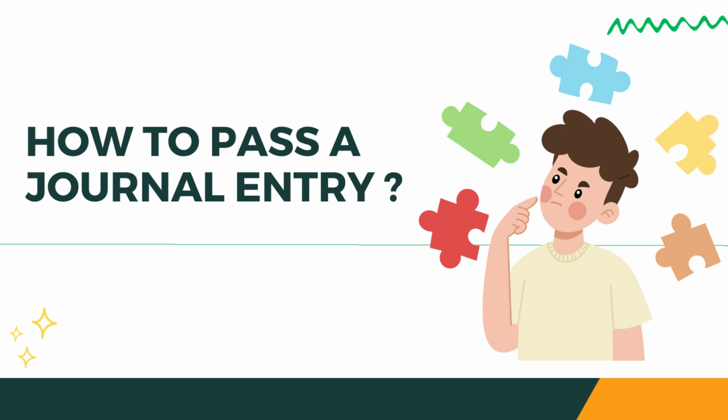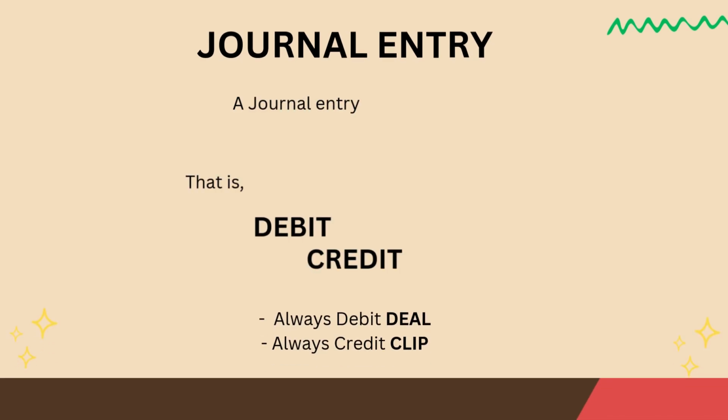Pass a journal entry. Still this question disturbing you? Not a problem. Let's learn it together. Before passing any journal entry, you all should be aware of a fact that a journal entry has at least one debit and one credit. But the confusion is what to debit and what to credit. I got you. To answer this simple question, do you know what are the basic elements of accounting?